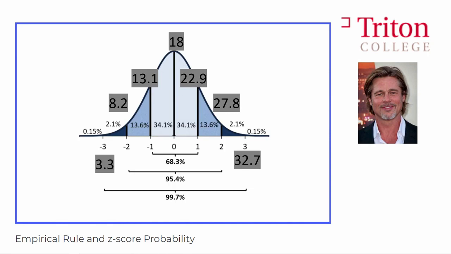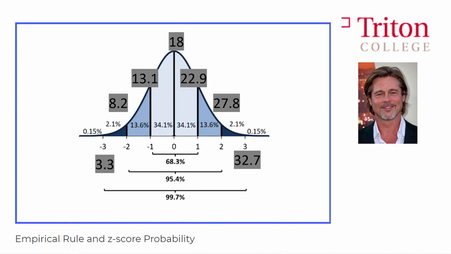So anyway, one standard deviation above the mean is 22.9, and one standard deviation below the mean is 13.1 minutes. The empirical rule also says that 95.4% of the values of my observations will be within 2 standard deviations of the mean. I plugged those numbers in: 8.2 minutes is 2 standard deviations below the mean, 4.9 plus 4.9, or 18 minus 4.9 minus 4.9 equals 8.2. And to the right, you see 27.8 minutes, which is 2 standard deviations above the mean.